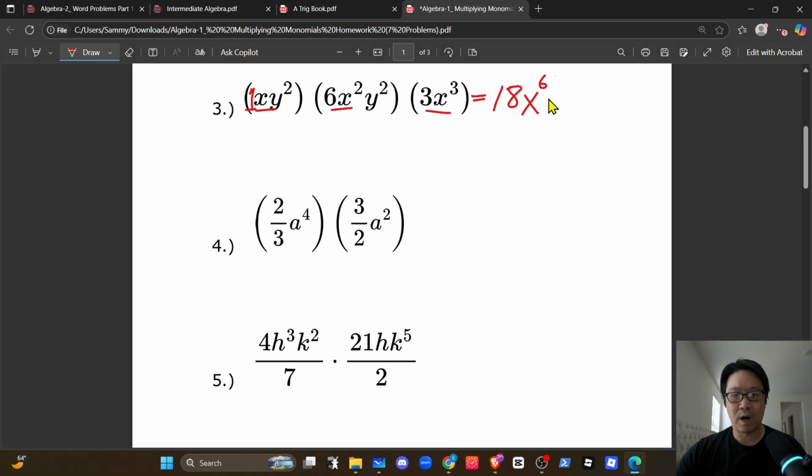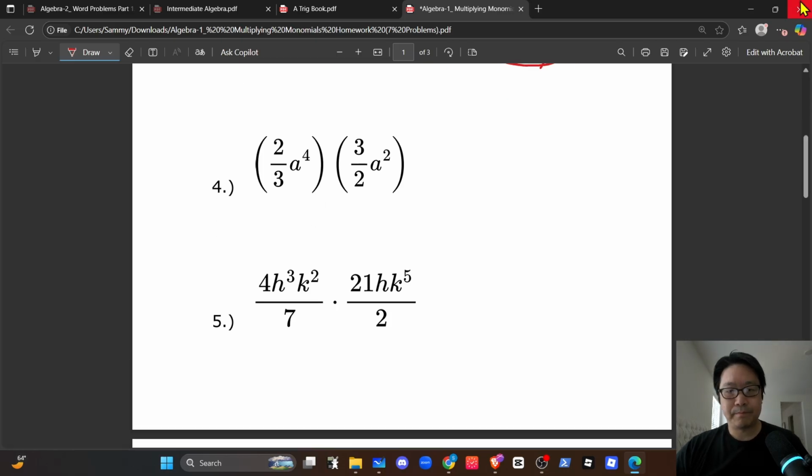And then y. So 2 plus 2, which is 4. And that does it. So it's going to be 18 x to the 6th power and y to the 4th power.